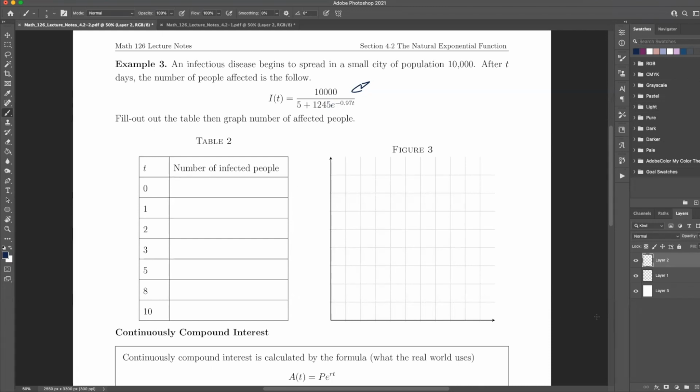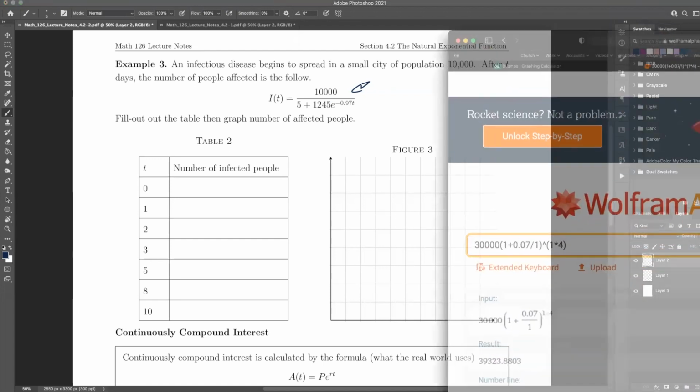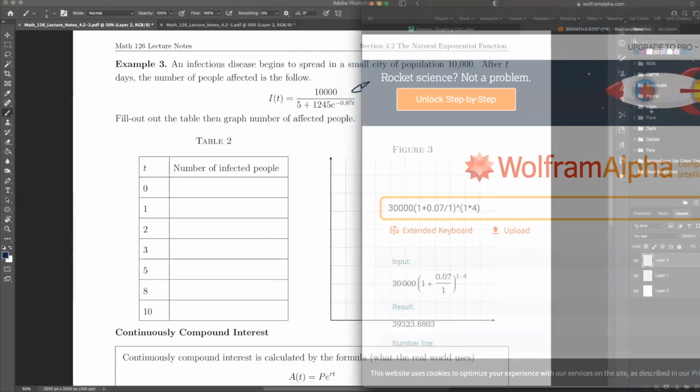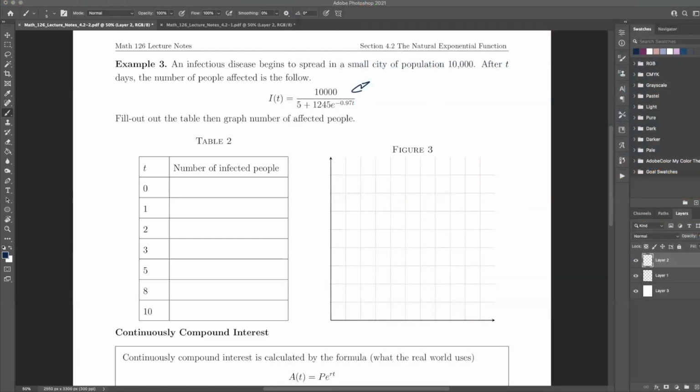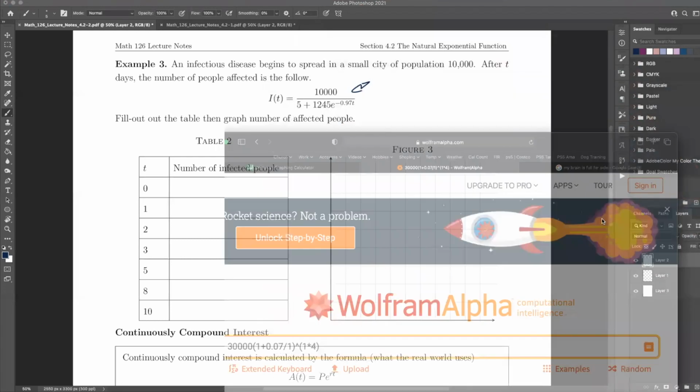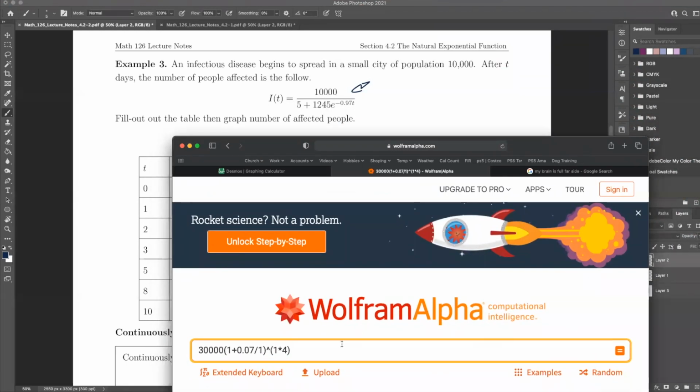So how do we do this? Well, we type this into a computer. You do not crunch these numbers. You just don't. So let me show you how to do that in Wolfram Alpha. All right, so we're going to type this in Wolfram Alpha.